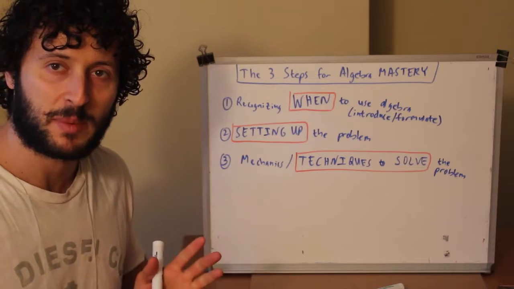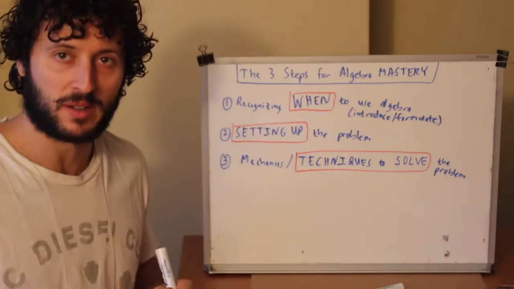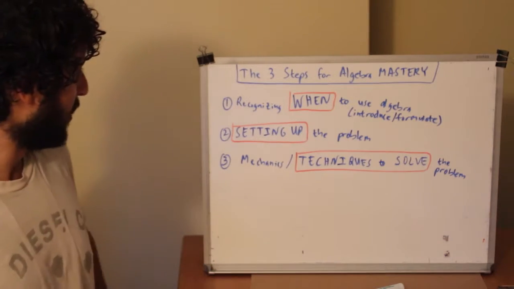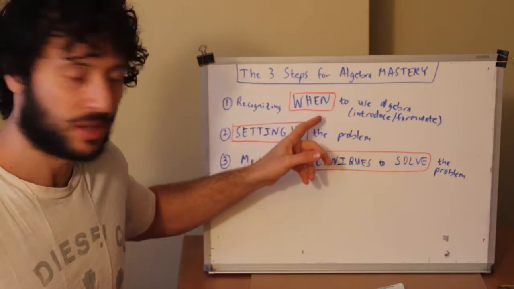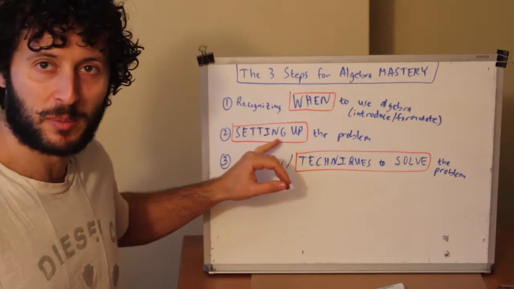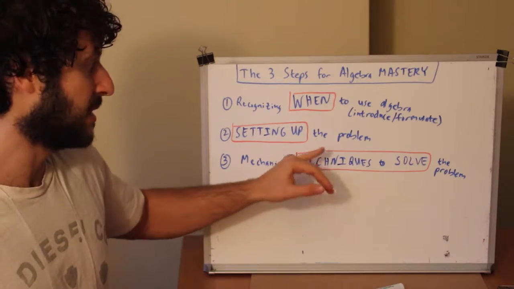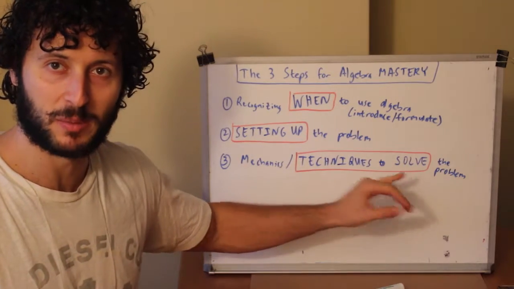Today I want to talk about algebra mastery. There are 3 steps that I usually like to think of when talking about algebra mastery. The first step is recognizing when to use algebra. The second is setting up the problem. And the third is the mechanics or the techniques to actually solve the problem.